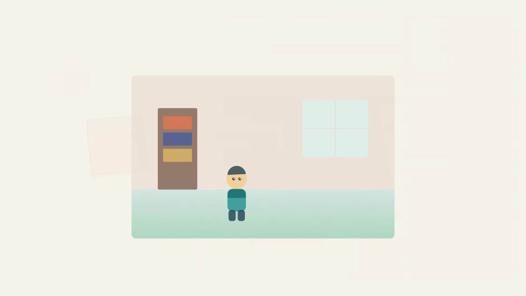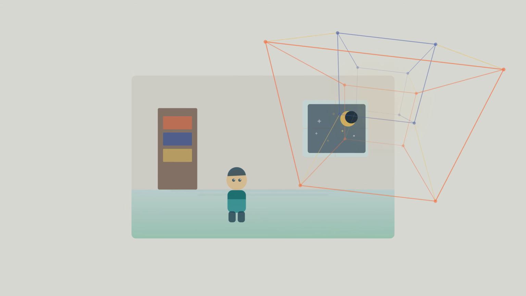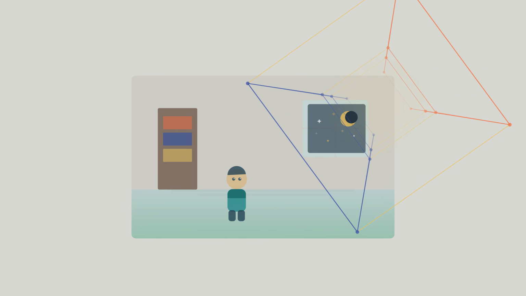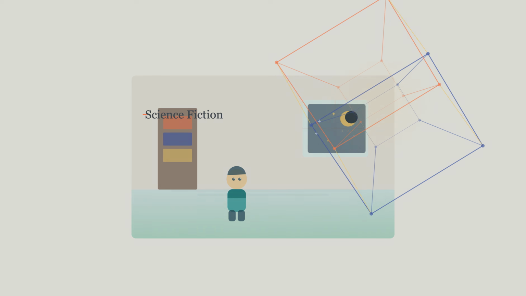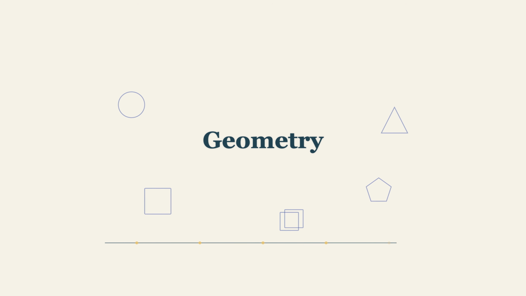Now, here's the unsettling thought. What if everything you see around you, your room, the sky, the stars, is itself just a shadow? A 3-dimensional shadow cast by something that lives in 4-dimensional space? This is not science fiction, this is geometry. And for over a century, mathematicians have been building the tools to see what that higher world looks like.